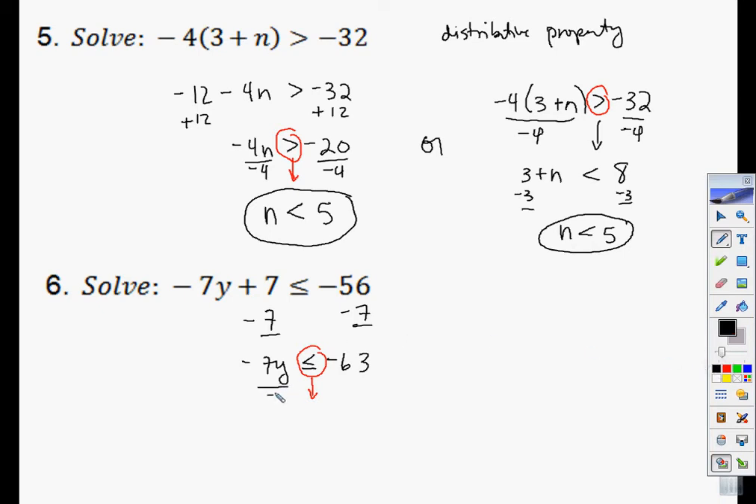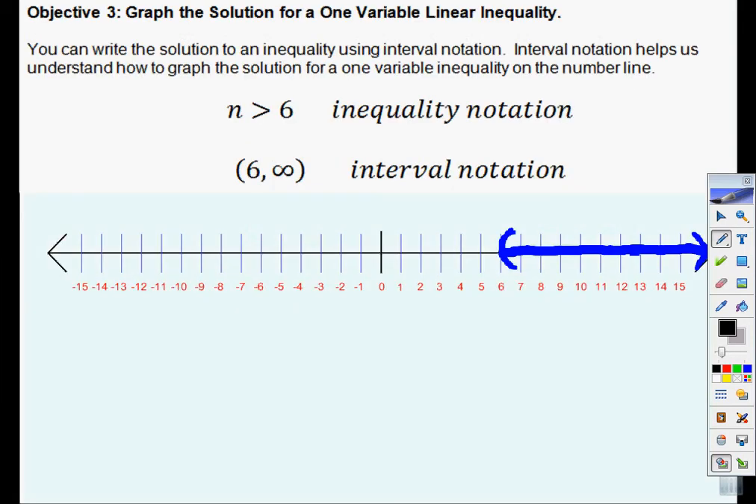When we divide by -7 on both sides, that next step, this less than or equal sign, is going to change to a greater than or equal sign. So I'm going to have y is greater than or equal to a +9. There you go. Okay, last objective.